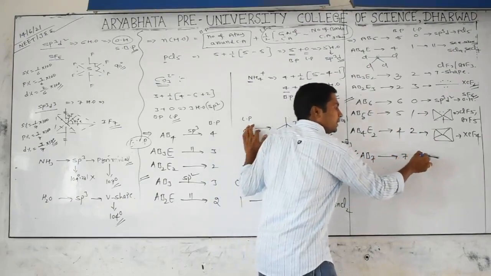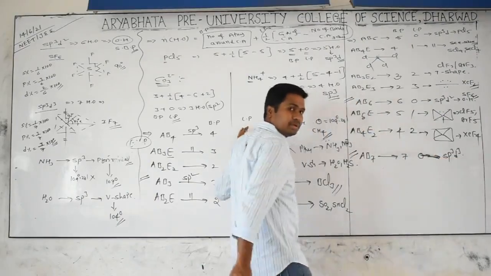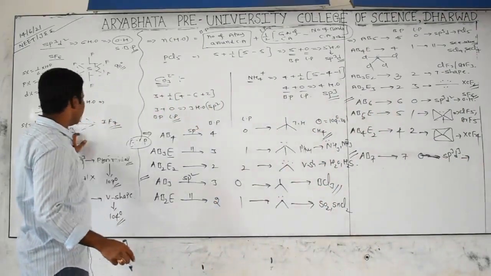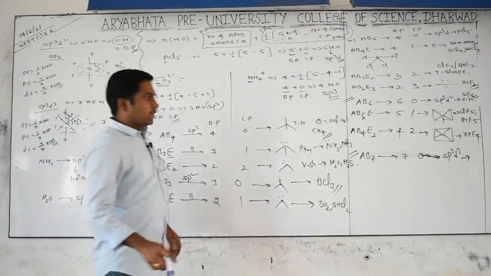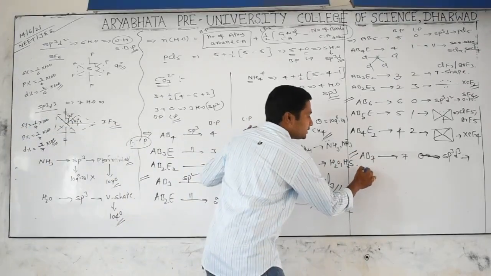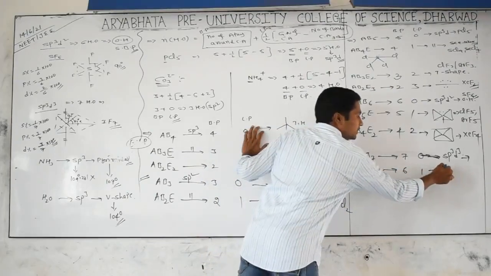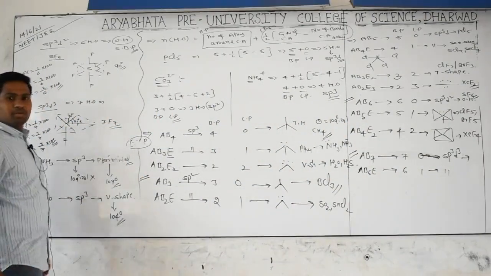We can go for the last one, AB7. AB7 means 7 bond pairs, 0 lone pairs, then sp3d3 hybridization. sp3d3 hybridization means you get a pentagonal bipyramidal shape. And we are going for some other things: AB6E, 6 bond pairs, 1 lone pair, same hybridization. What happens? You have to cut one bond, which means distorted.